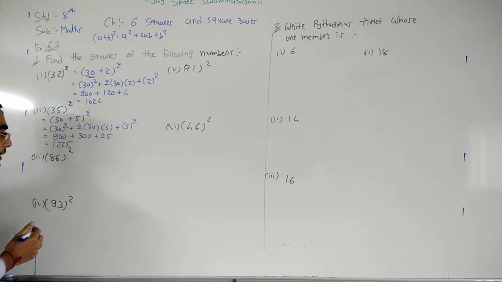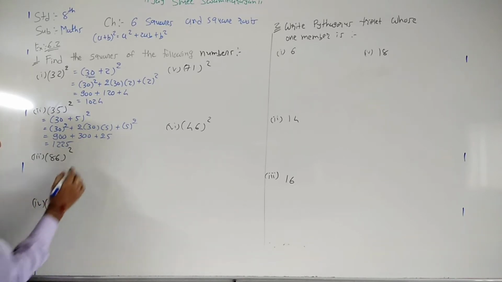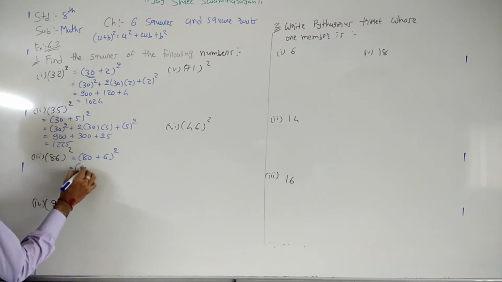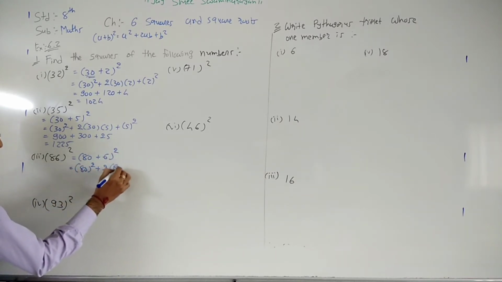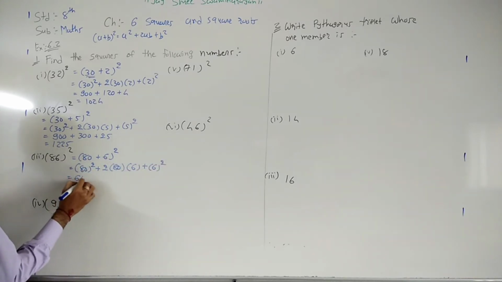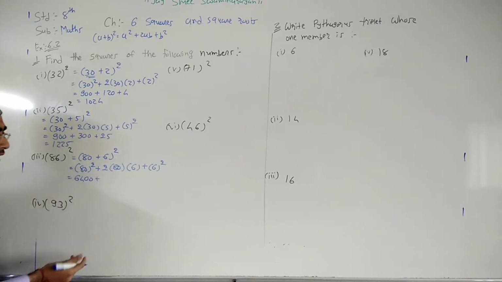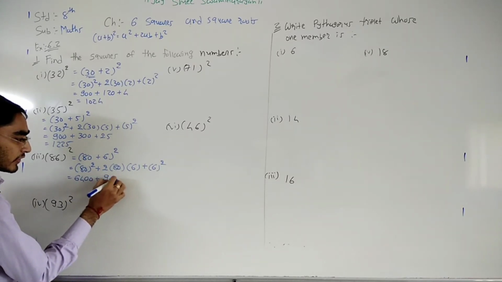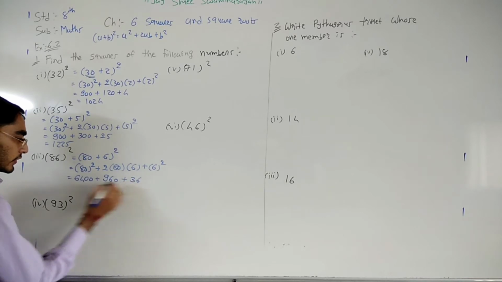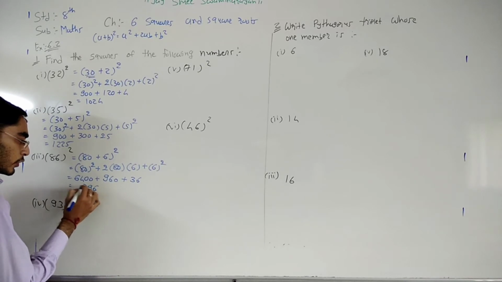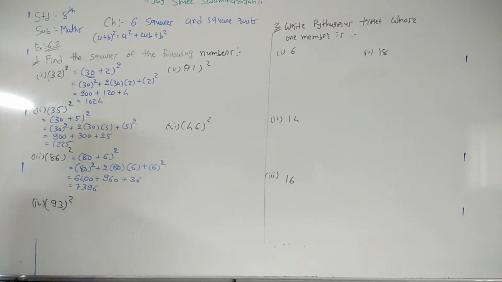Now 86 all square. Here we can write it in two ways, 80 plus 6 all square, otherwise 90 minus 4 all square. It's your choice. I am going with 80 plus 6 all square. So 80 square plus 2 multiply 80 multiply second term 6 plus 6 all square. So 80 square: 8 square is 64 and the 0 becomes twice, 6400. Now 6 2s are 12, 12 8s are 96 and one 0, so 960, and 6 square is 36. So finally we have 6400 plus 960 plus 36, which is 7396.